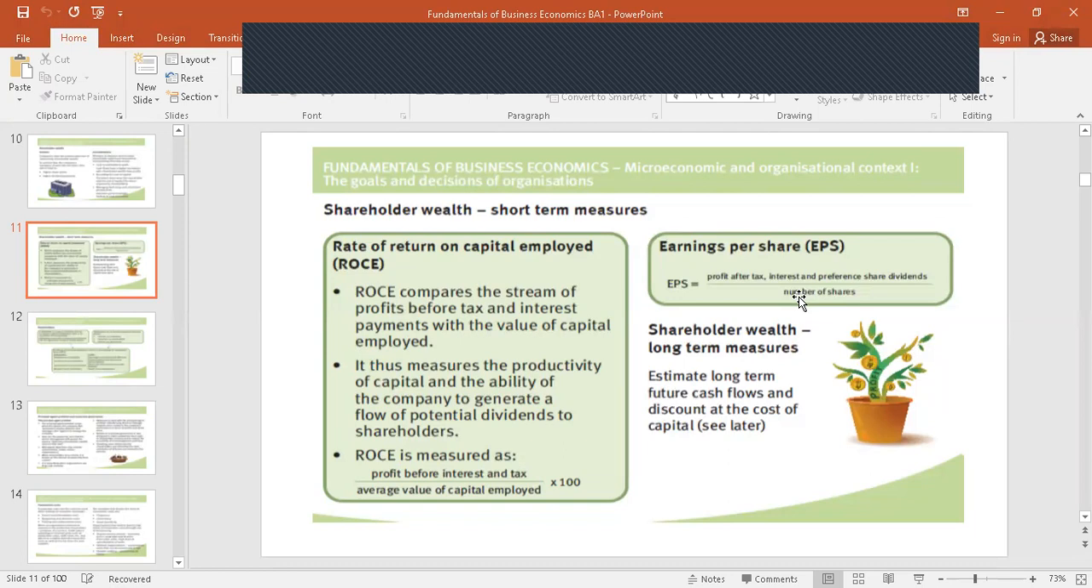Another way of doing it is by calculating earnings per share. Earnings per share is equal to the total amount of earnings available to ordinary shareholders. We are not measuring it for any other type of investor, but we are very strictly focused on measuring what profits are available to the ordinary shareholders, divided by the number of shares.